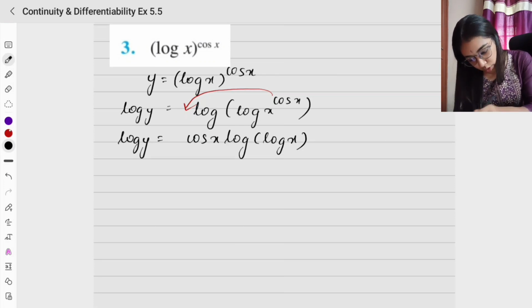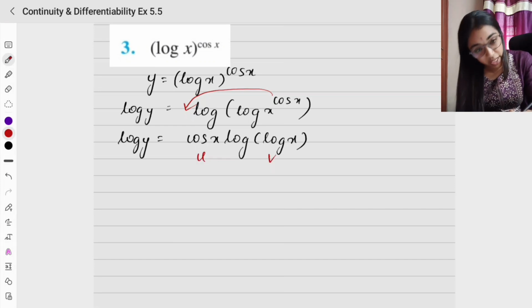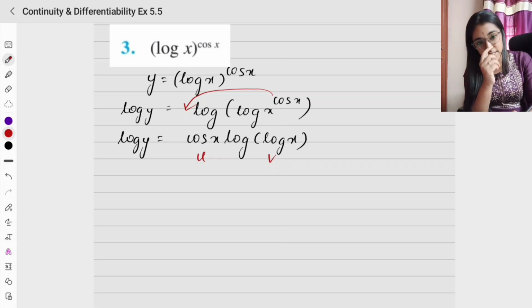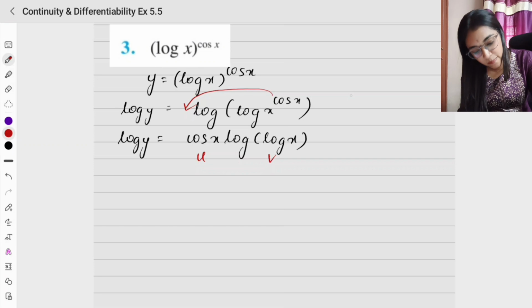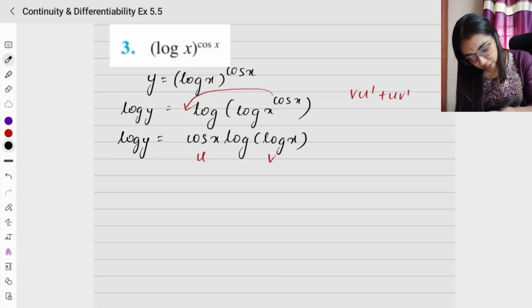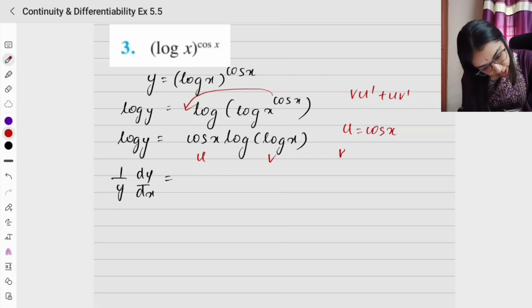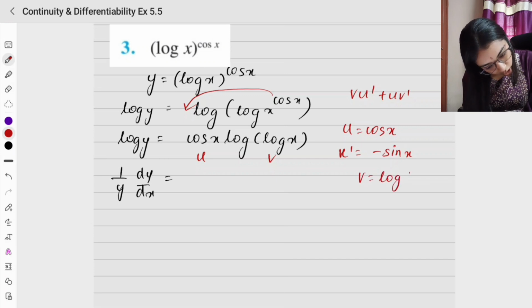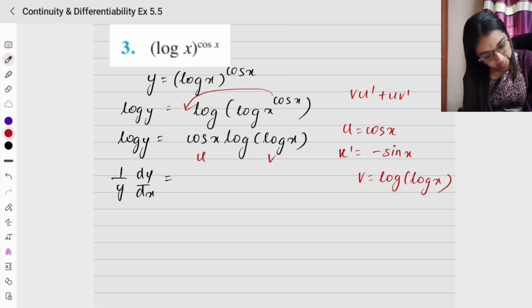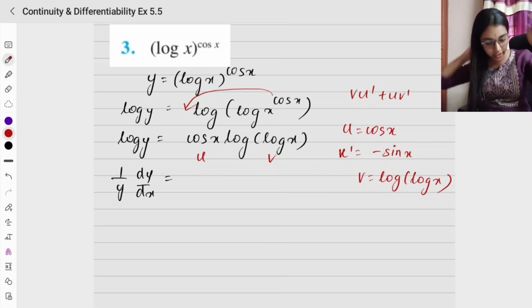So here there are two different functions, u and v. I'm not going to again take a log, otherwise we will keep going with log after log. So I have vu dash plus uv dash when I take the derivative. So on the left hand side, what will be there? 1 by y dy by dx equals vu dash plus uv dash. So first let us write u equals cos x. So u dash is going to be minus sin x. v equals log of log x. It is not just log x. v is going to be log of log x, the whole function.